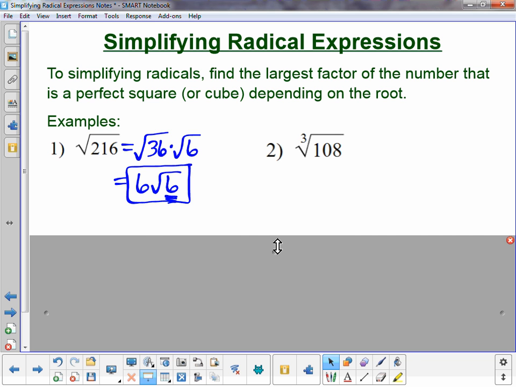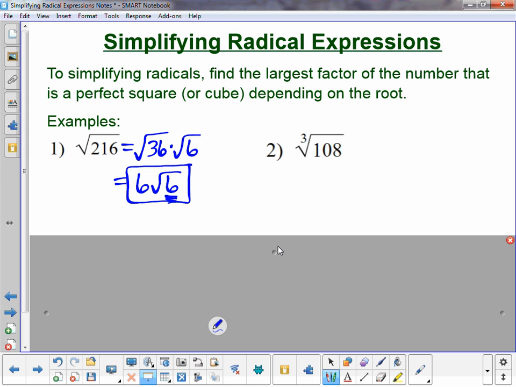Okay, so think. What perfect cube could be a factor of 108? 125 is too big, so we go to the next cube down, which is 64. Is 64 going into 108? No. What about 27? Do you think 27 divides into 108? Yes, it does. So 108 divided by 27 is 4 times.